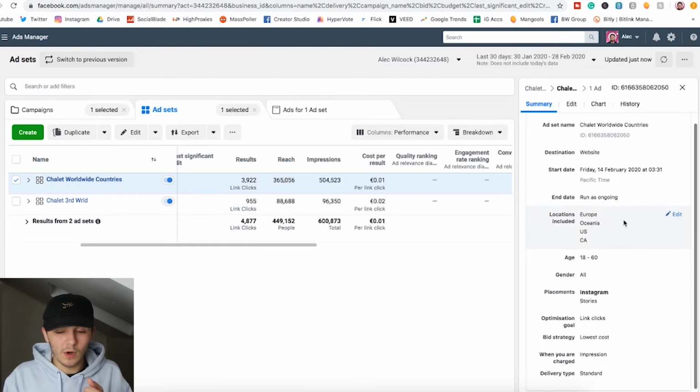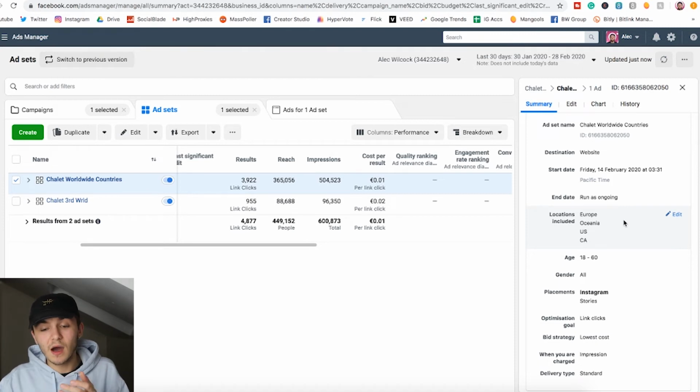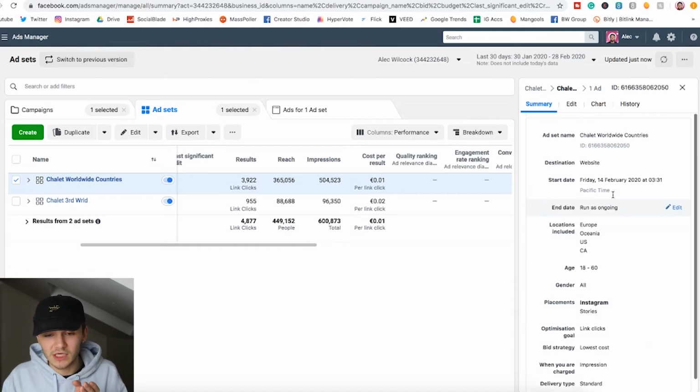here I targeted worldwide countries. So I targeted the entirety of Europe, Oceania, the US and Canada. Again, the age from 18 to 60. If I was to do it again, I would definitely bring that down, I think, because I've had a lot more engagement from the younger demographic rather than the old one. And then again, gender, all Instagram stories, link clicks. So as you can see, I haven't actually changed too much here.